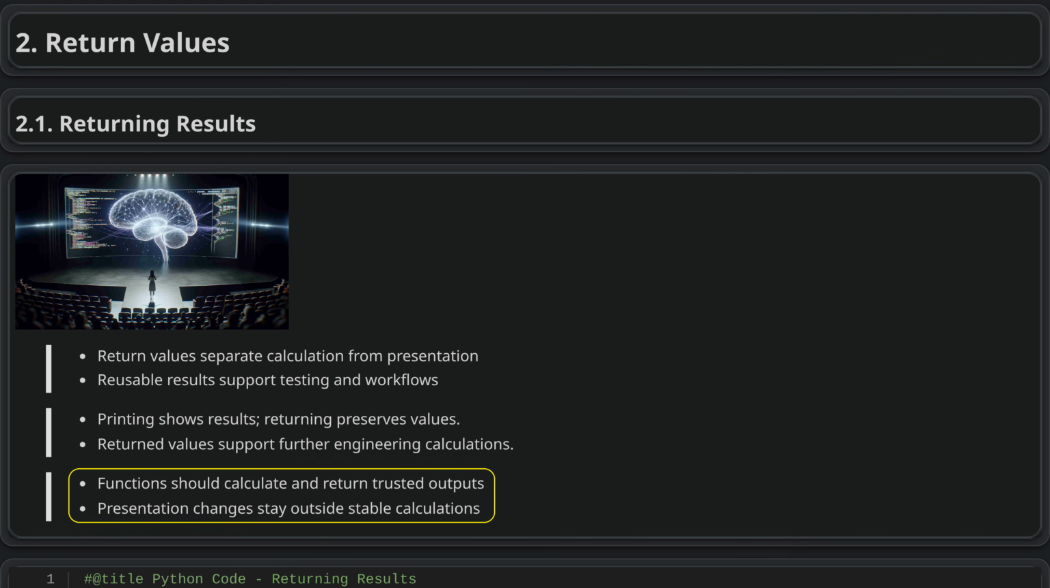Returning a result makes a function clearer and more reusable. The function can focus on taking input, doing its task, and passing the result to other parts of the program. This keeps the core calculations separate from display, reporting, or user interaction, so those parts can change without altering the function itself.